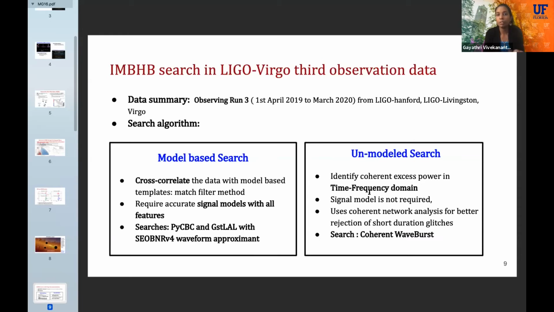Other than that, there is one more search algorithm, called unmodeled search, which is the coherent WaveBurst algorithm. The good point about this is that it is model independent, and it is based on identifying excess power in the time-frequency domain, using multi-detector data. That helps to get rid of noisy triggers, because we analyze the multi-detector data using the time delay between the different detectors. It is also more sensitive to systems that are not well modeled by the template banks or templates that we currently have available. So these three searches we use in order to analyze the full data from the third observing run.